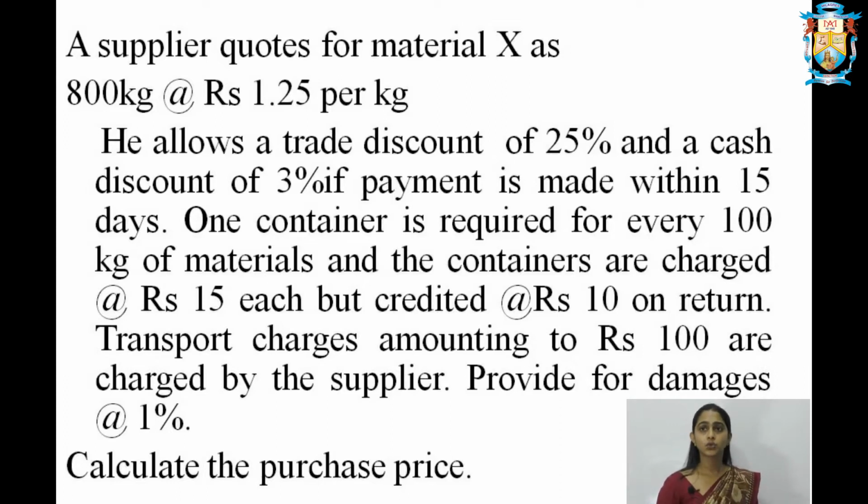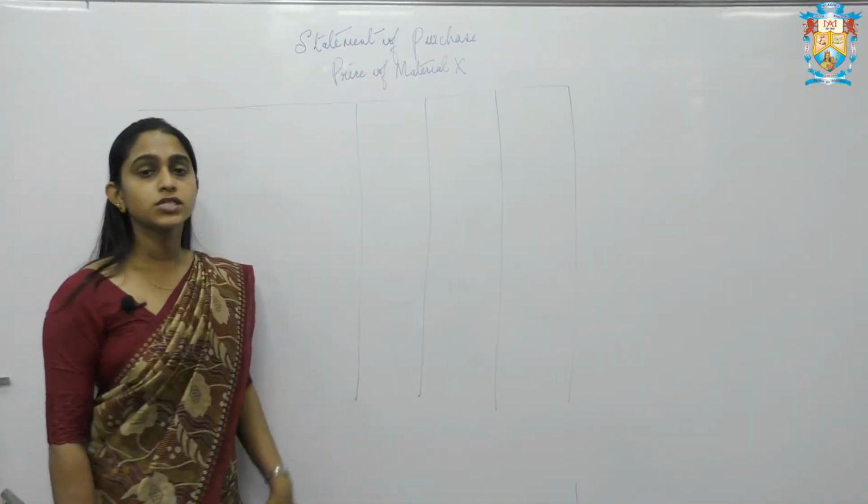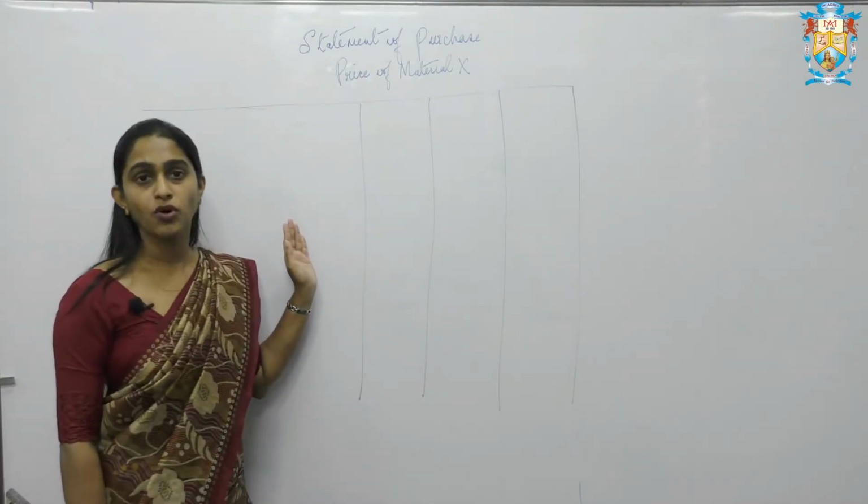One container is required for every 100 kg of materials and the containers are charged at rupees 15 each but credited at rupees 10 on return. Transport charges amounting to rupees 100 are charged by the supplier. Provide for damages at 1%. Calculate the purchase price. As per the format, we are supposed to first write the invoice price.